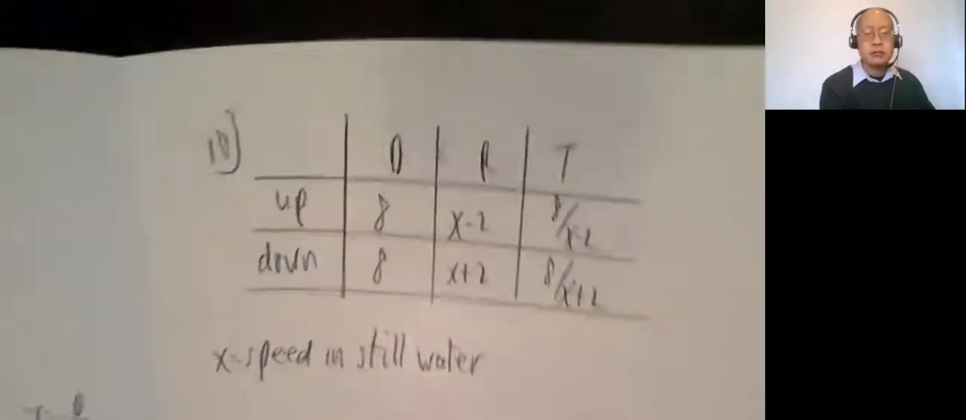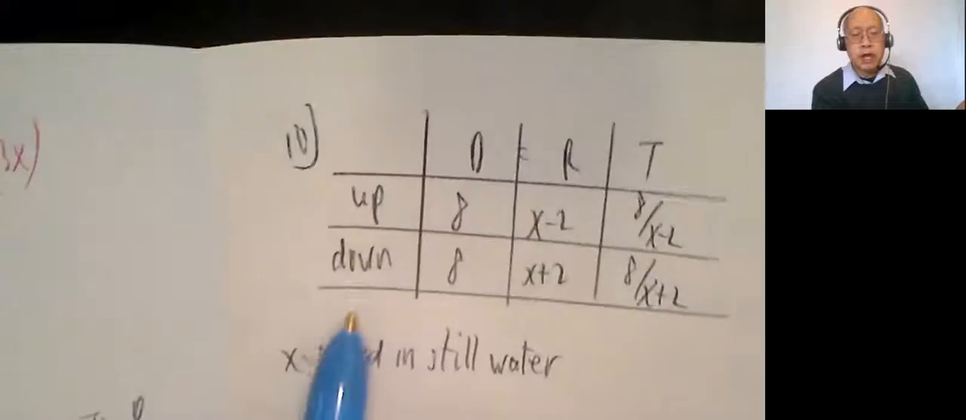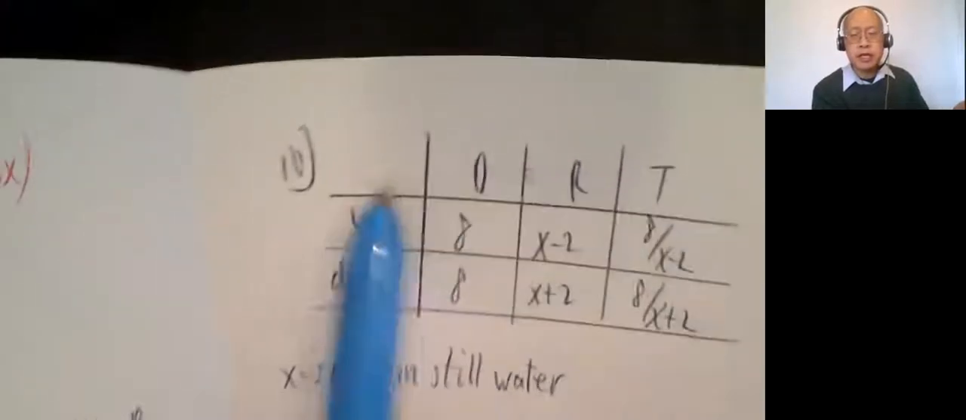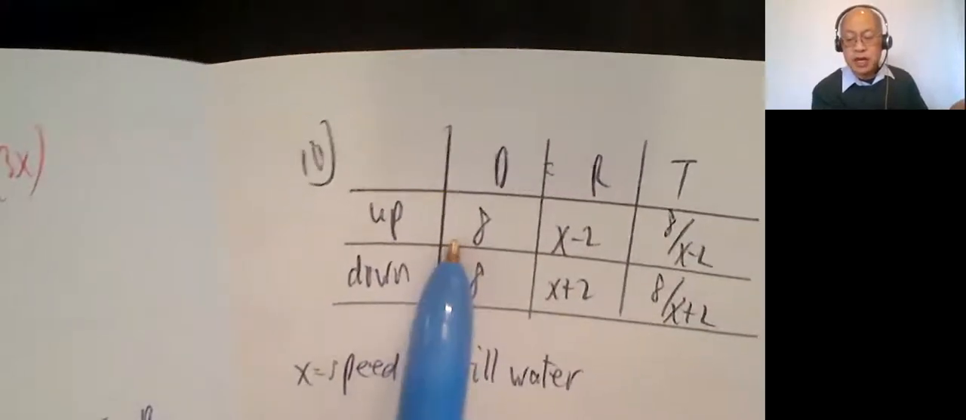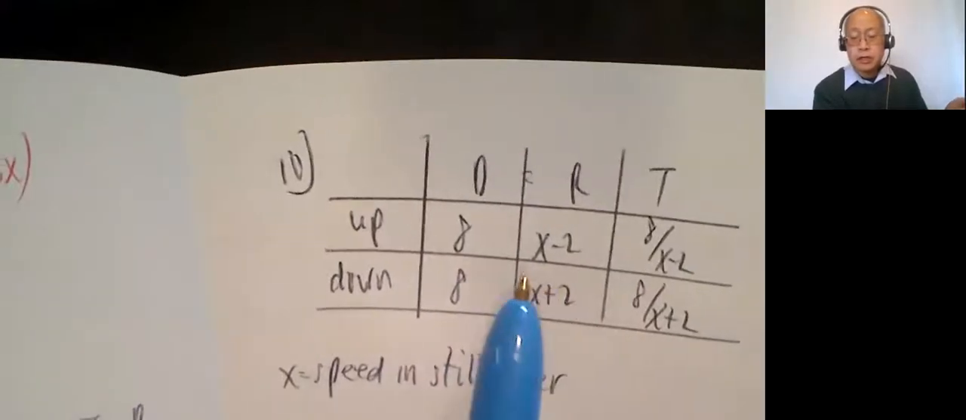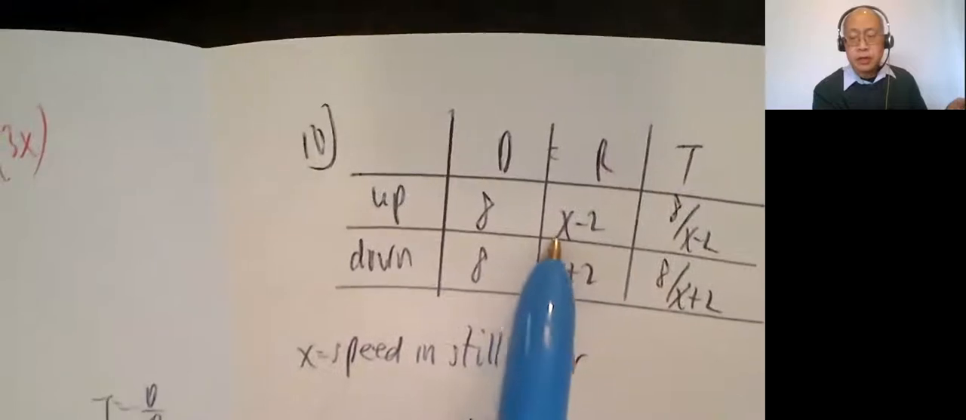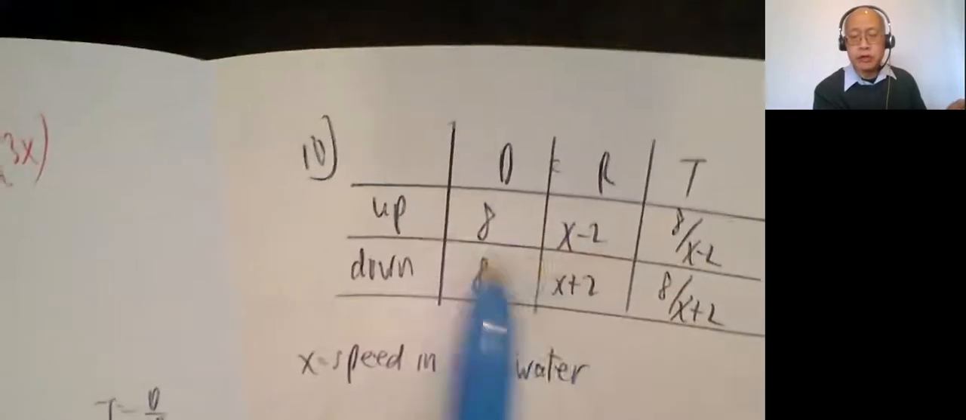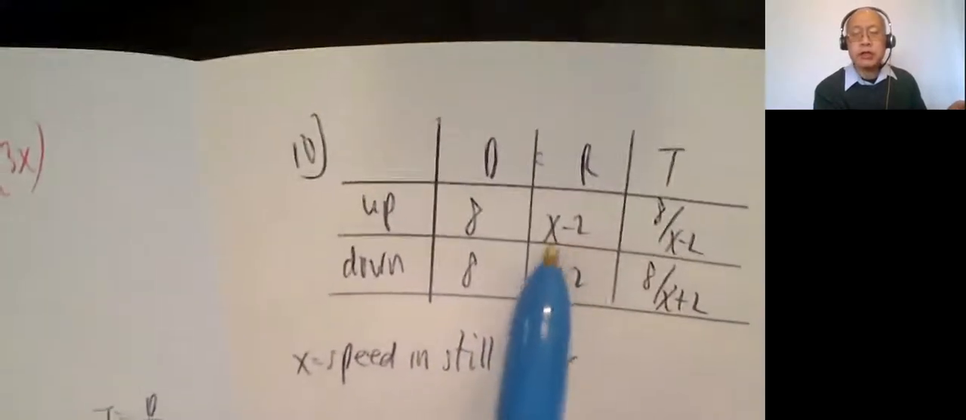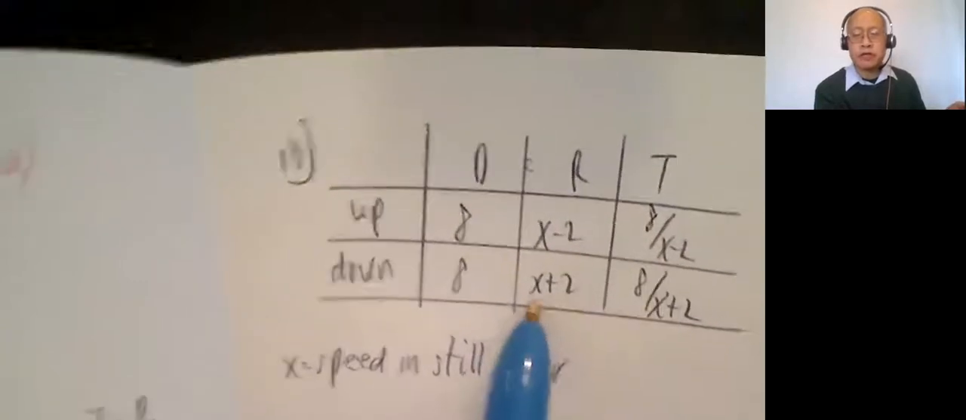And finally 10, upstream and downstream. Distance equals rate times time. The distance is the same, which is 8 miles. Okay, the stream, we call x the speed in still water. The speed of the current is 2 miles an hour. So if you're going upstream, you're slower by 2 miles an hour. And downstream, you go faster by 2 miles an hour.